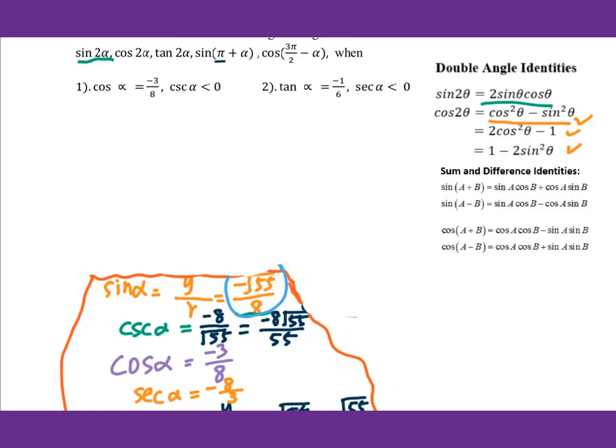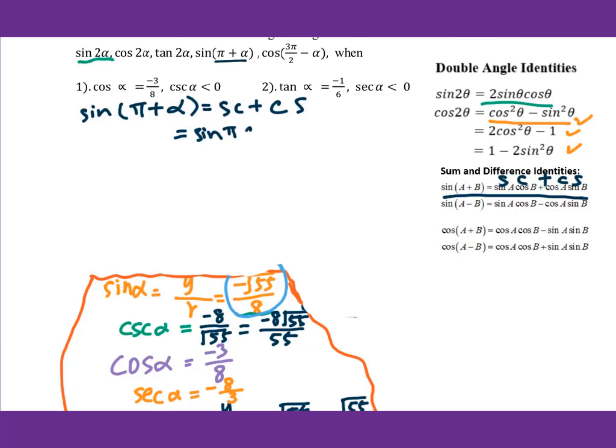Now let's check sine pi plus alpha. We have to use sum and difference identities. This one, that is SC plus CS. So we get sine pi cosine alpha plus cosine pi sine alpha. What's the value for sine pi and cosine pi?